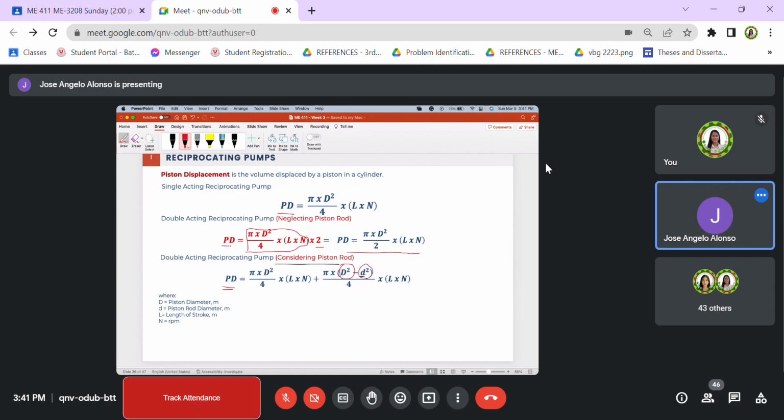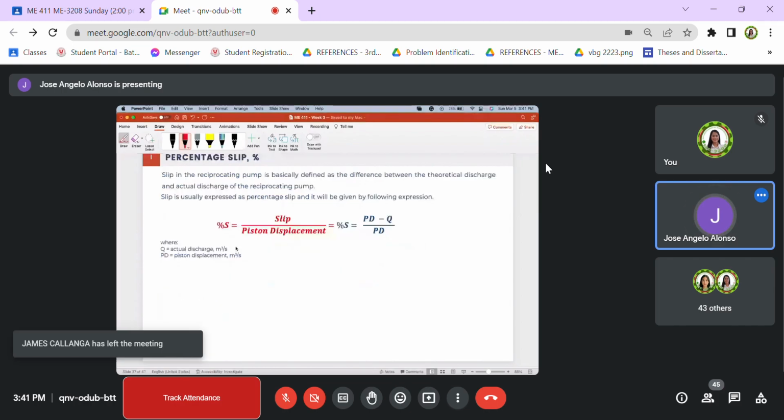So last, when we discuss about reciprocating pump, we need to discuss what we call the percentage slip. So slip in reciprocating pump is basically defined as a difference between the theoretical discharge and the actual discharge of the reciprocating pump. So this is equivalent to what we call slip, PD minus Q, or the theoretical minus the actual. We call that losses in the centrifugal pump, but for the reciprocating pump, we call that slip.